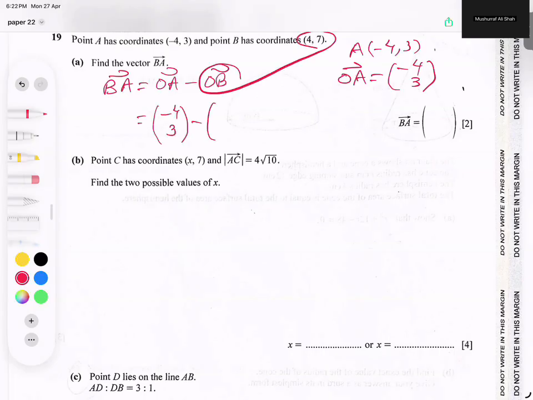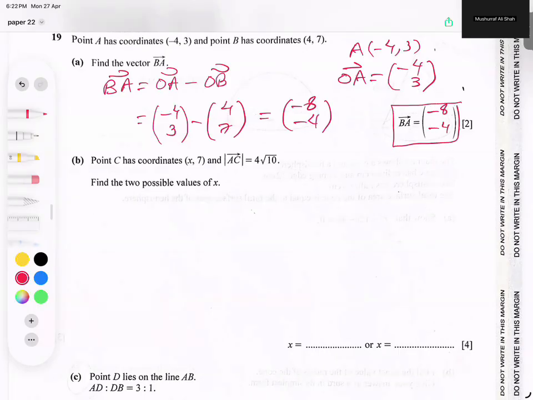Same, B is given. I can convert into coordinate through vector form. So 4 up and 7 down. So negative 4 will give us negative 8. And 3 minus 7 will give us negative 4. So we got the answer negative 8 and negative 4. First part is done. 2 marks.